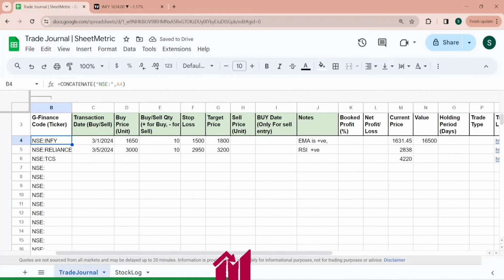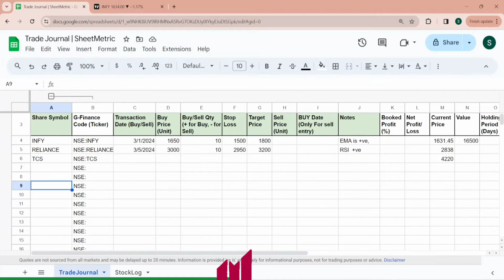Okay. So let me put a few buy entries and a few sell entries over here very quickly, and then we will modify the formulas a bit.